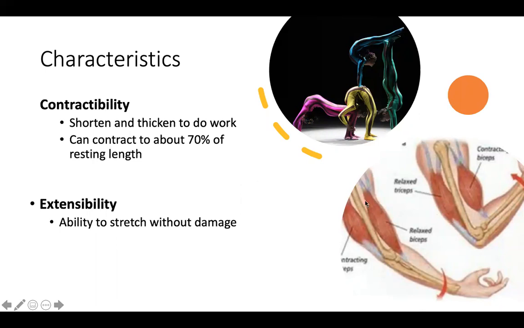Contractibility is going from long to short, so the muscle gets shorter and thicker, right? This looks thicker and shorter than it does in this image, and it goes to about 70%. Extensibility: I can extend to my normal resting state, but extensibility is extending the muscle tissue at a stretch beyond just its normal resting length. The tissue can stretch and do this without damage.